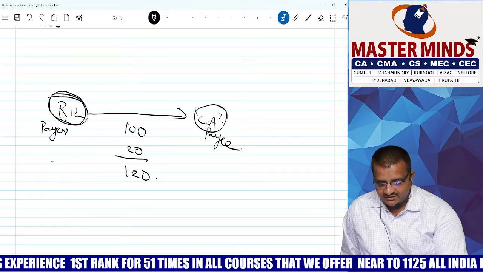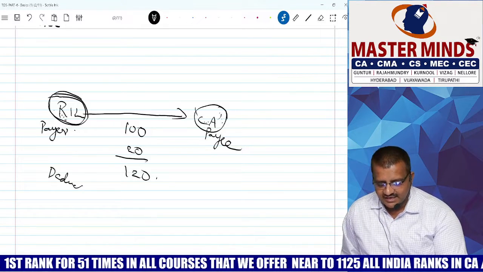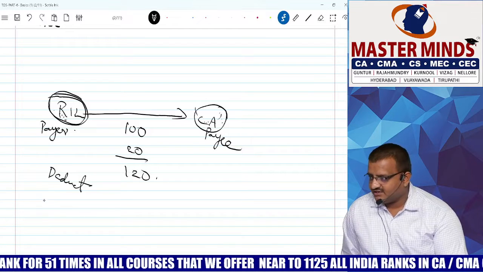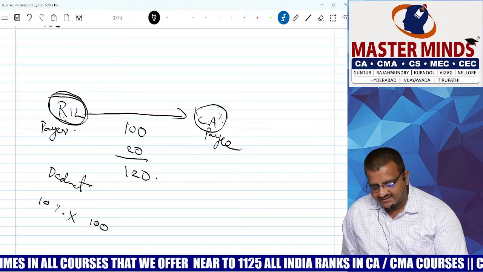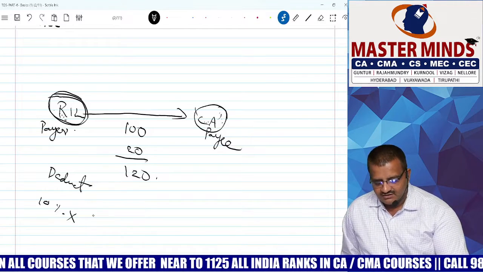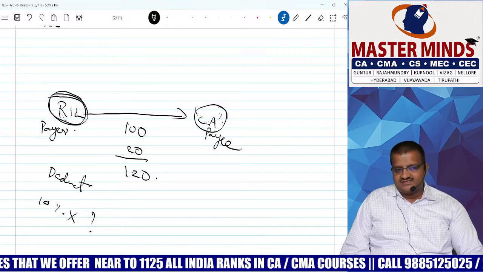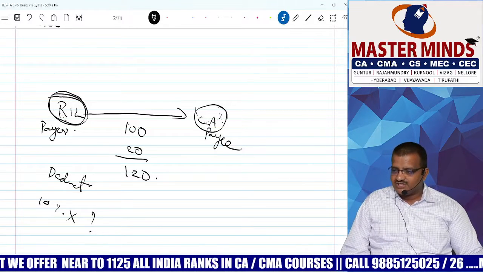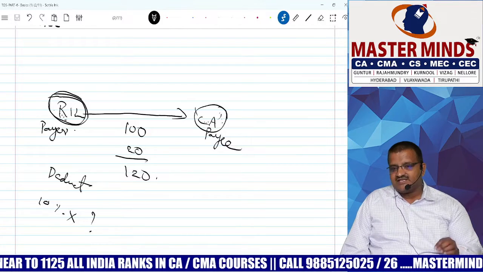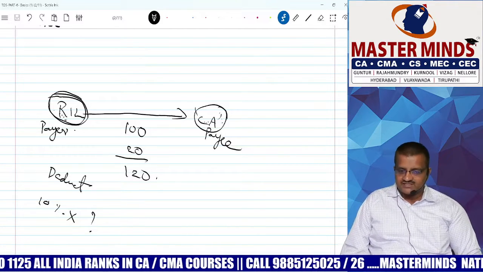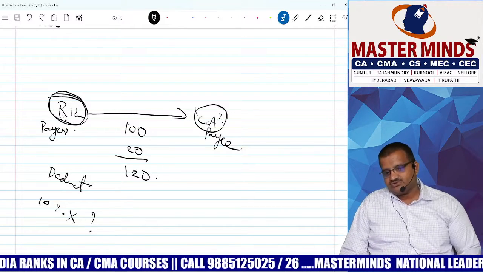Wait. When the payer is making the payment, the payer has to deduct the tax at source or not? Yes. 194J, 10%. Common sense. 10% on 100, 10% on 120. 100, 120. And you want to say that the GST portion is not subject to TDS. Yes or no? I am telling that the GST portion is also subject to TDS. Who will say yes? Who will say no? Tell me. GST portion is subject to TDS.